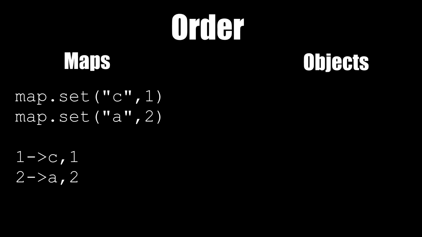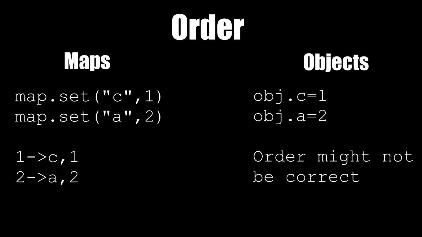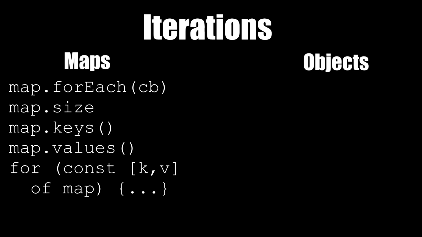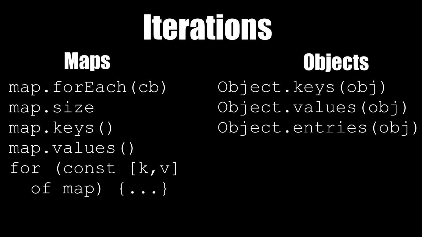Maps provide a clear insertion order that objects have not provided until the latest updates, so we cannot guarantee an insertion order in objects. Also, maps implement the iterable protocol and are by default iterable. They provide out-of-the-box methods like forEach, size, keys, values, and are compatible with the for/of loop syntax. To iterate through objects, one must first call the static Object class methods to get the keys, values, or entries from JavaScript objects. These can then be iterated through.